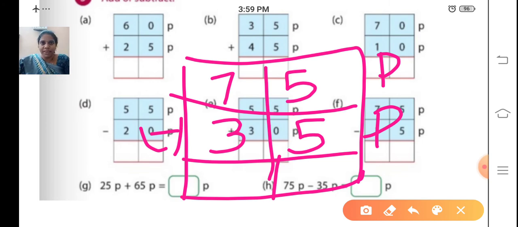So 5 minus 5 is 0. 7 minus 3: after 3, 4, 5, 6, 7, so that is 4, 40. The answer is 40. You're going to write that in your classwork note. These two sums you write in your classwork note.